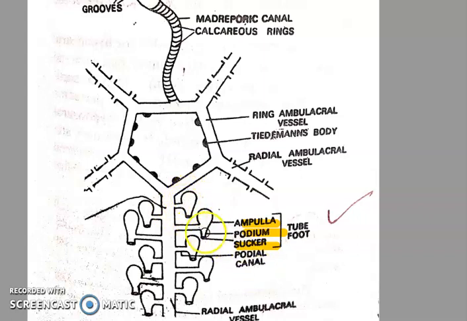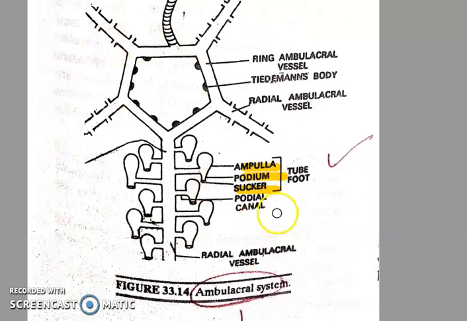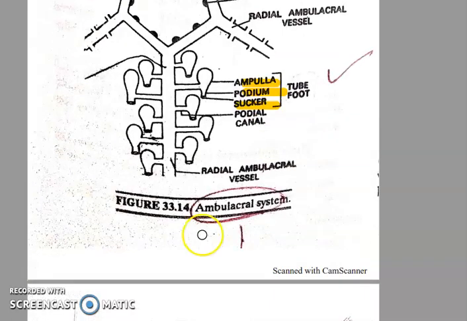Now there are three parts of the tube feet. The upper swollen part is known as the ampulla, and the ampulla leads into the podium, and the podium leads into the down part, the sucker. So this is the tube foot. Now what is the main function of this ambulacral system present in the echinoderm? The main function is to help in circulation, locomotion and respiration.